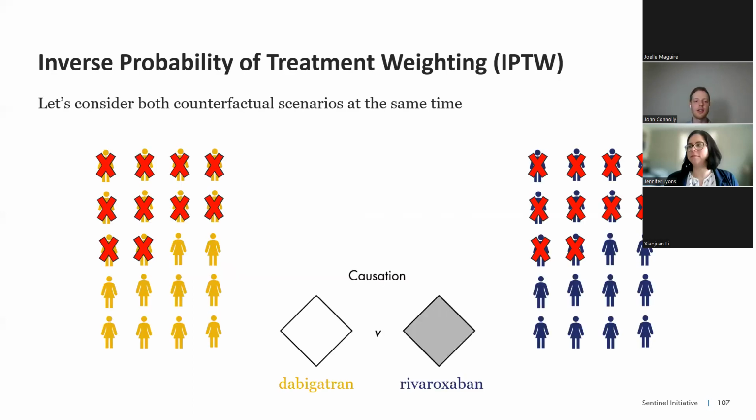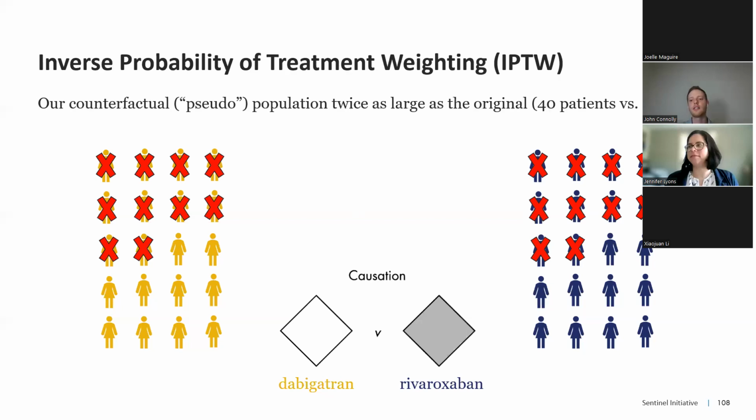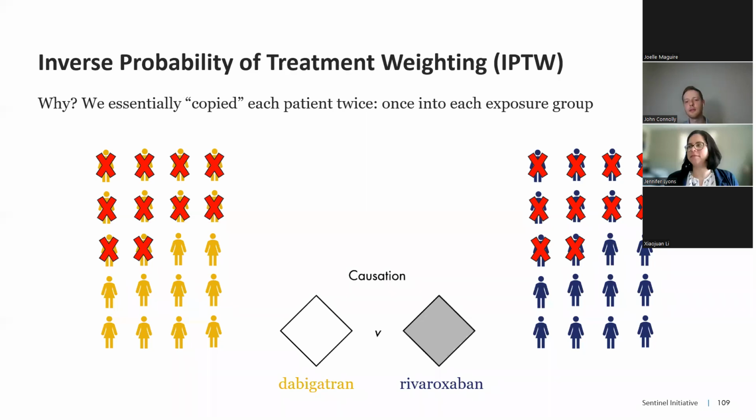Of course, when you're doing IPTW in real life, you don't have to go through it sequentially like this. You can consider both of these counterfactual scenarios at the same time. I've shown them here on the slide, and you can see pretty clearly that there are 40 patients here as opposed to the 20 patients in our actual study. So this is what we call the pseudo population. And again, it's in this example twice as large as the original. The reason for that is, of course, that we've essentially copied each patient twice. There's a different version of them within 2 different hypothetical treatment contrasts that we wanted to make here.